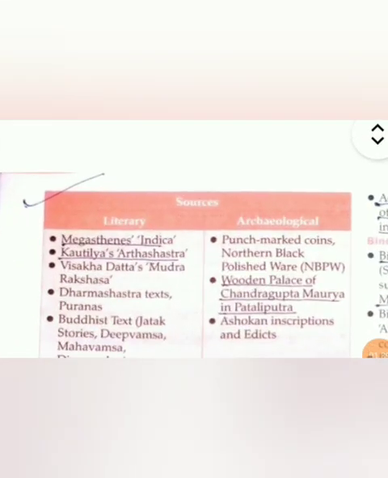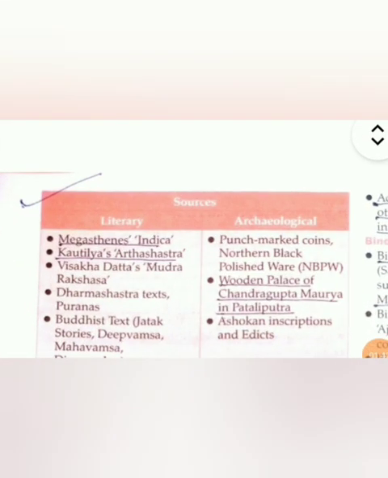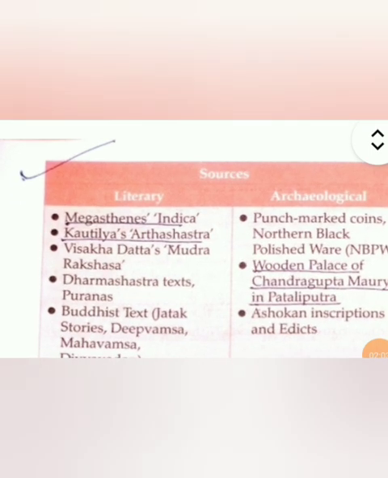Next, let's discuss some of the sources that give us important information about the Mauryan Empire: what kind of people were there, how they used to administer, the administration, the political structure, the society, and other things of the Mauryan Empire. So what are the sources? Number one, we are going to discuss the literary sources.